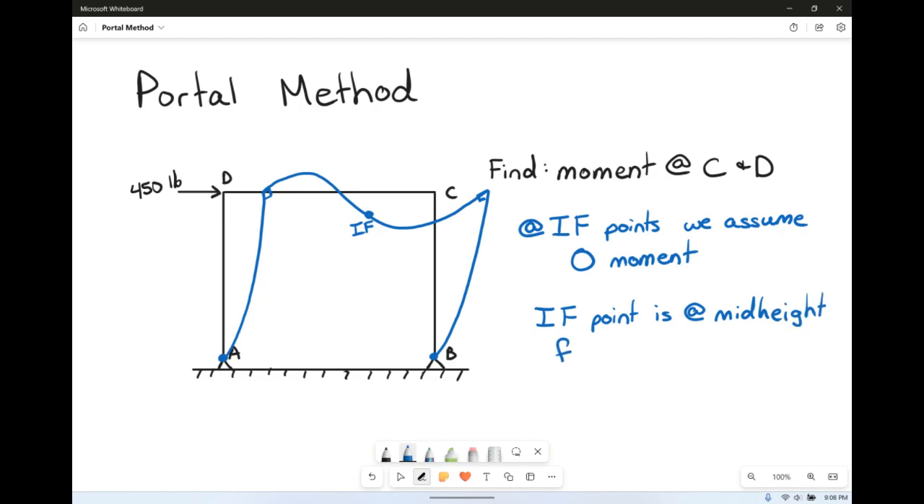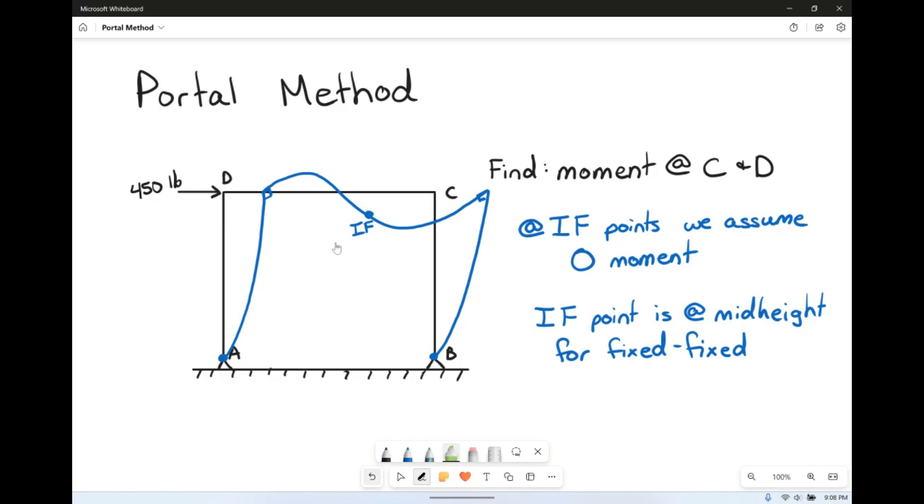for fixed columns, which is effectively the same thing that we got going on here at CD. The inflection point is right at the middle. So if it's a pin end, then it's going to be at the pin. Obviously, there's no moment at the pin, but if it's fixed, it's going to be at the middle, at the mid height, mid length, whatever it's going to be.